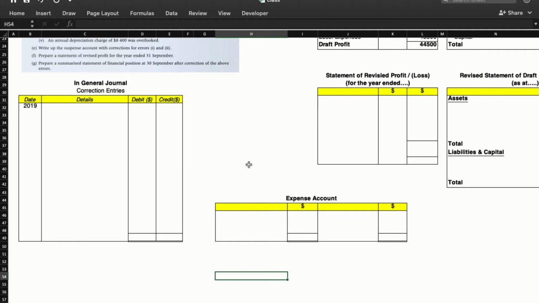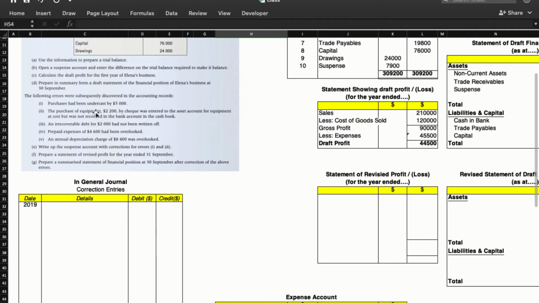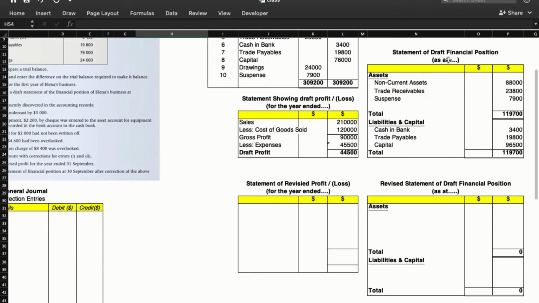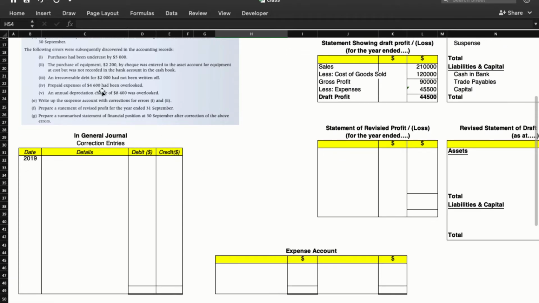Hello everyone. In this video we are going to see how to rectify the accounting errors. We have 5 errors here and we will see how to rectify all these errors. In my previous video we saw how to find a draft profit or loss and how to prepare a draft statement of financial position. And in this video we will see how to rectify these accounting errors.